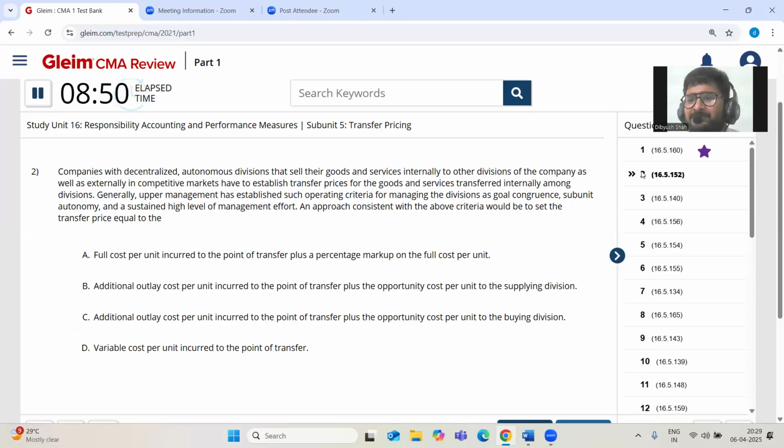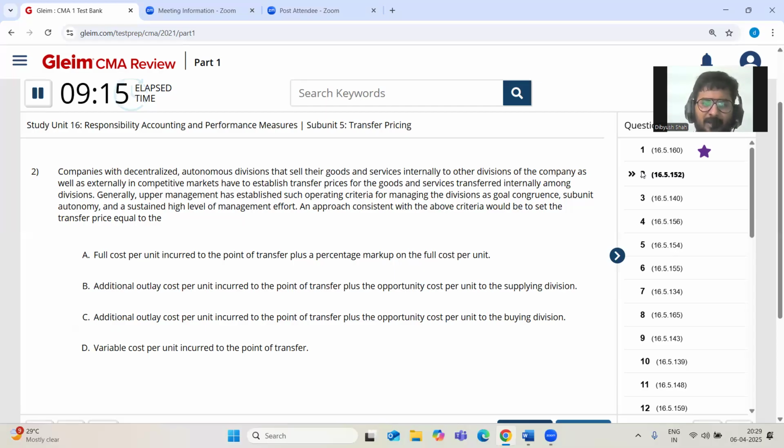Additional outlay cost means variable cost, meaning the additional out of pocket expenses that will be incurred. Additional outlay cost per unit incurred to the point of transfer plus the opportunity cost per unit to the buying division. No, no. Opportunity cost is always considered for the division that is selling, that is supplying. It cannot be considered for the buying division. C is not a correct answer.